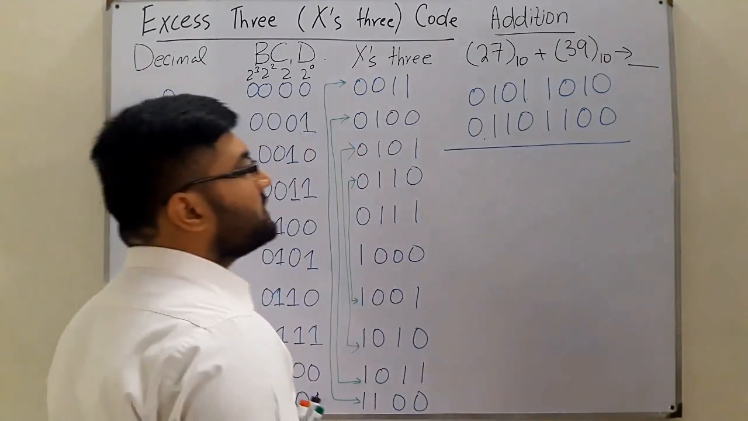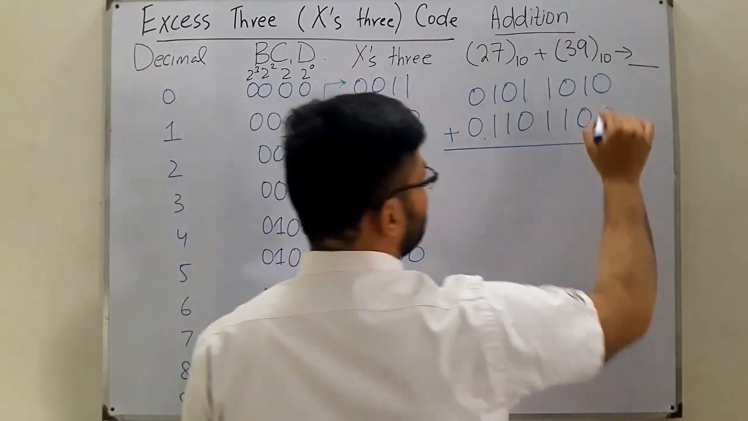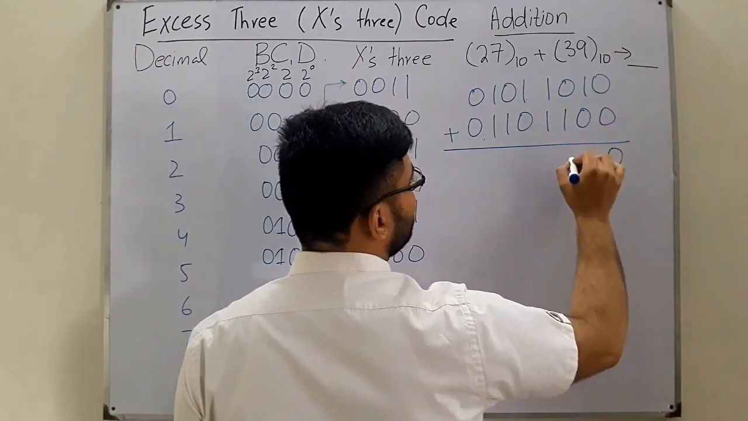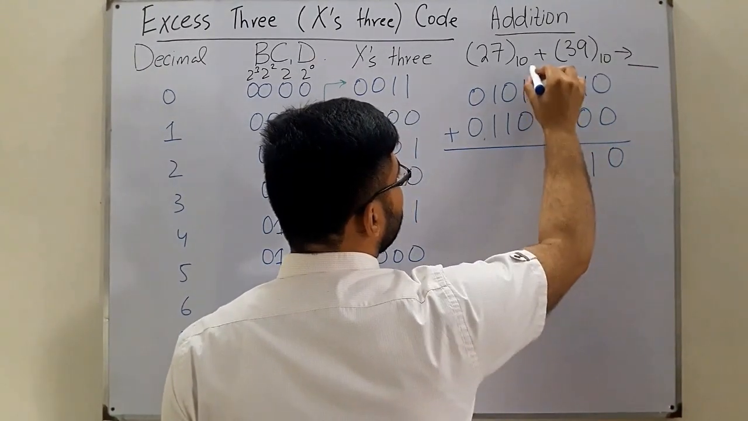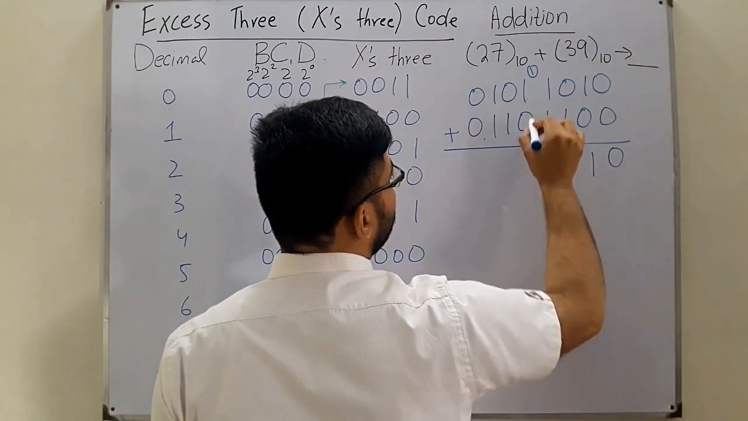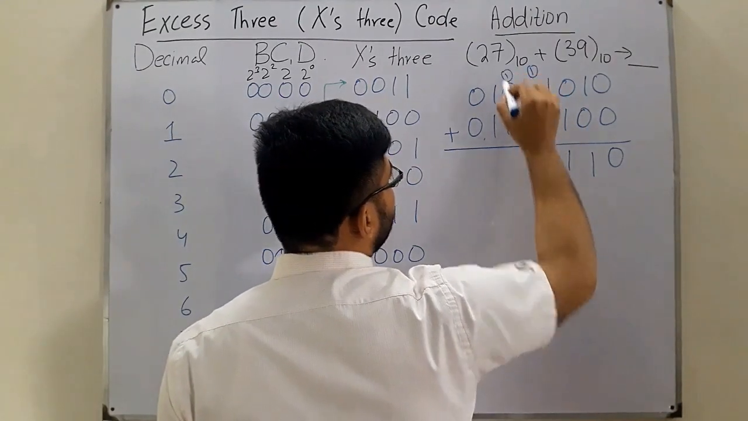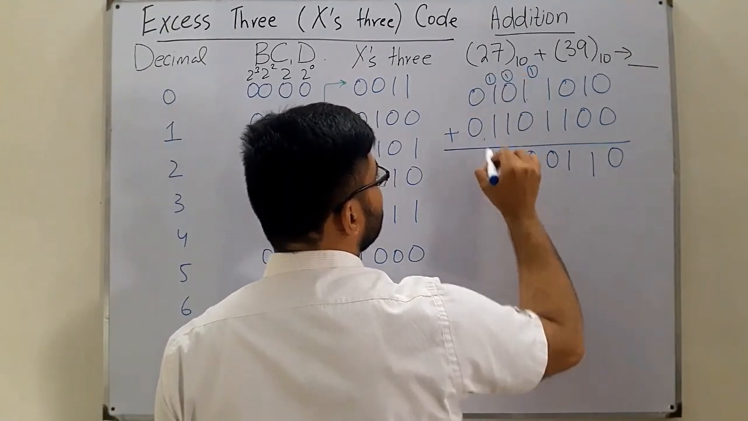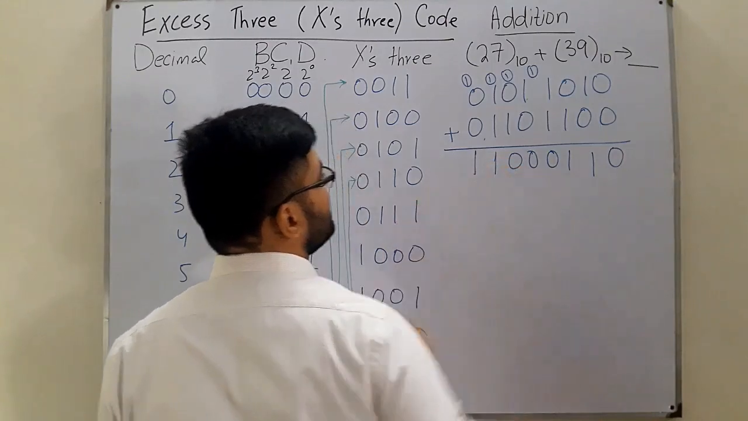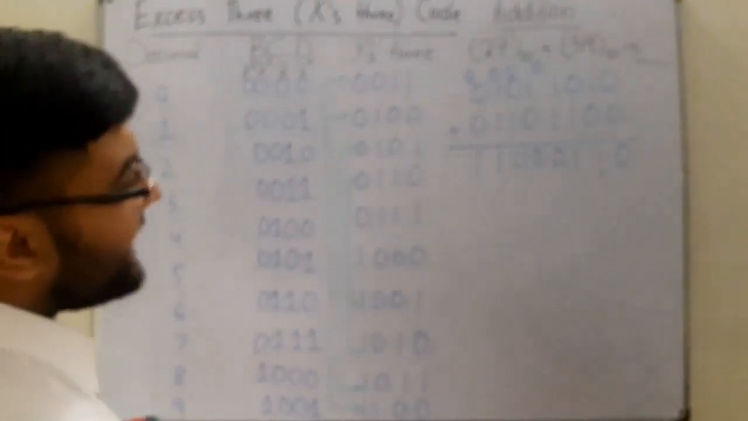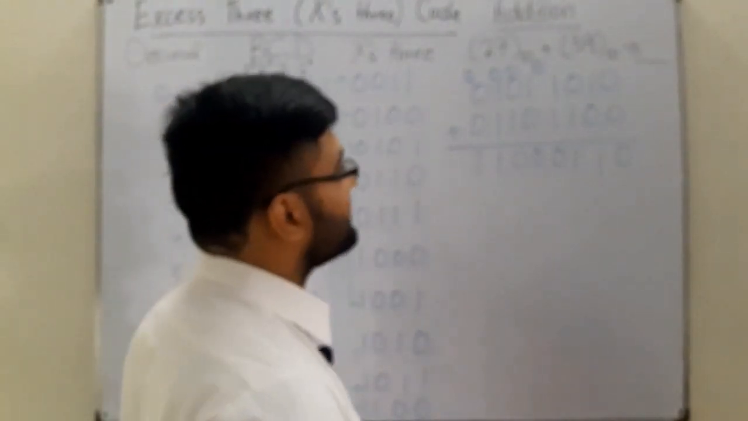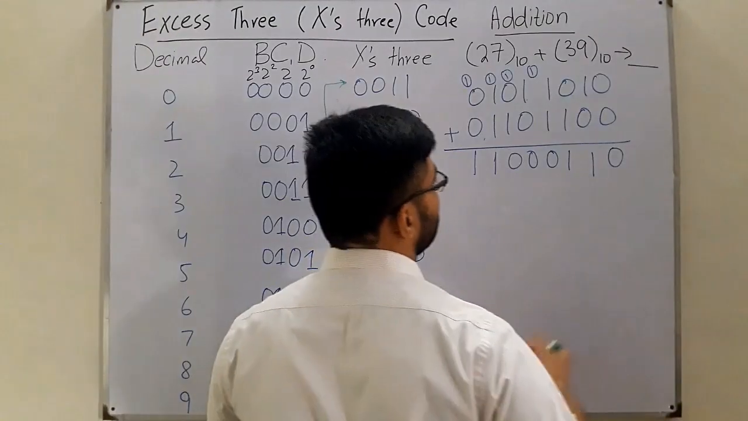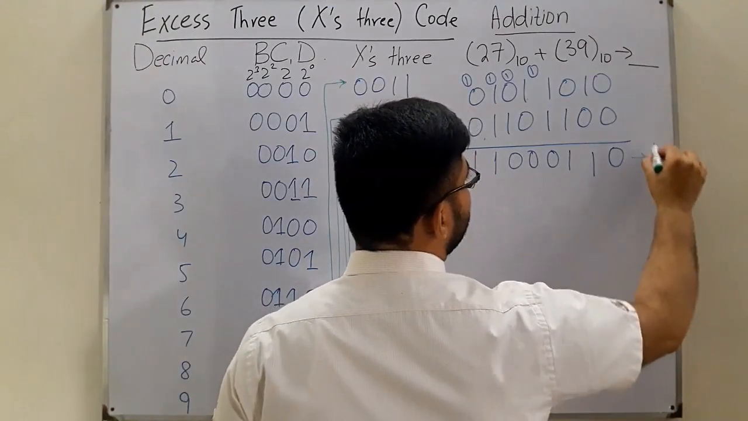Okay, so you add them. So 0 plus 0 would give you 0101, 101, 110 with a 1 carry, and then 110 with a 1 carry, and then 110 with a 1 carry. Three ones would give you a 1 as a sum and 1 as a carry. So this is the answer, 110, 110. Now this answer is again wrong. It will have 6 extras and you can verify it by yourself. I'm not doing it for you. So this answer is again wrong.